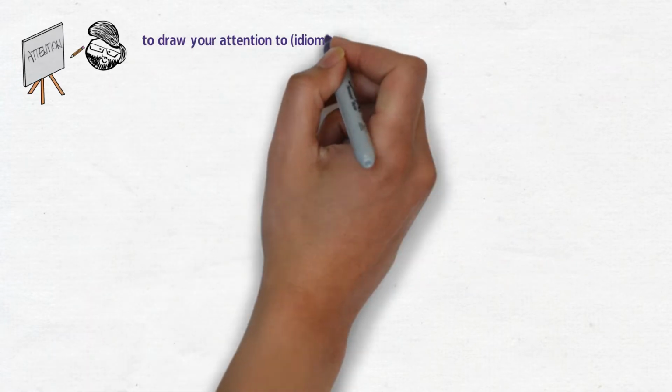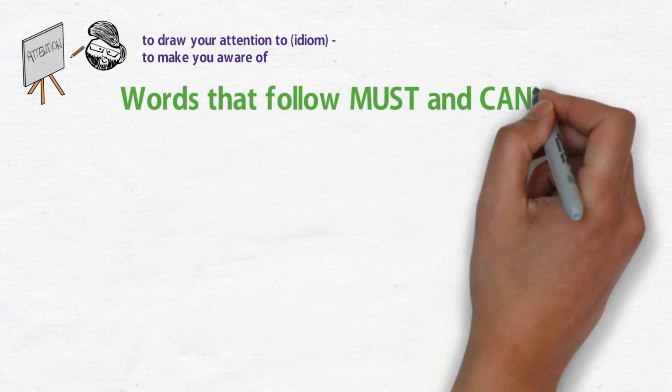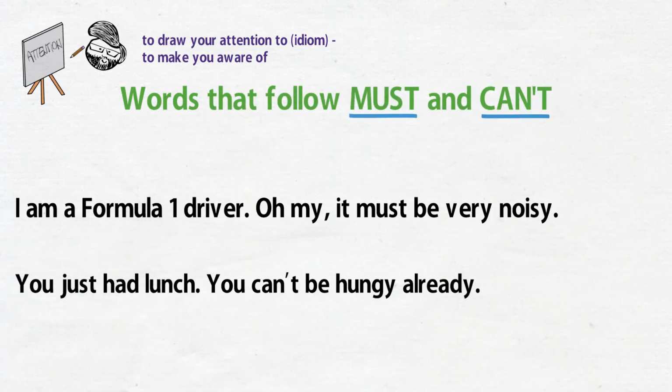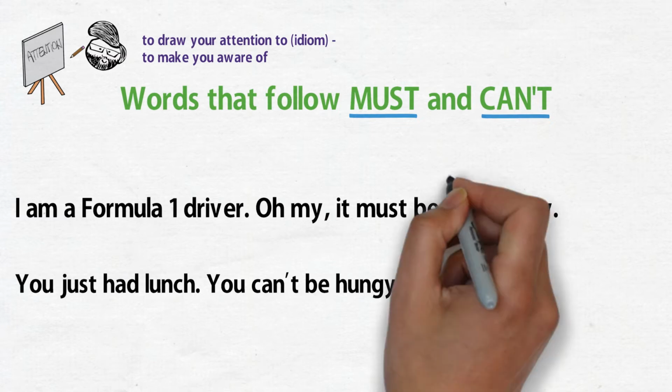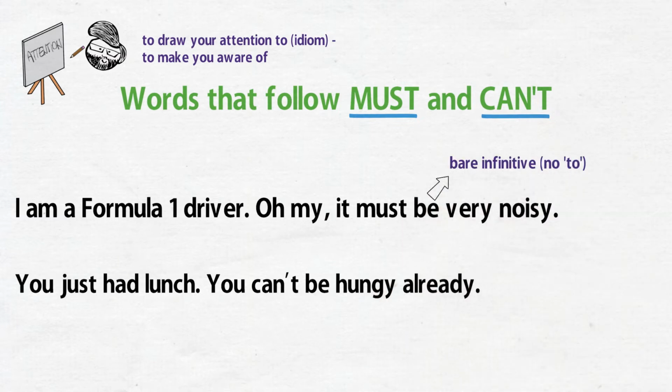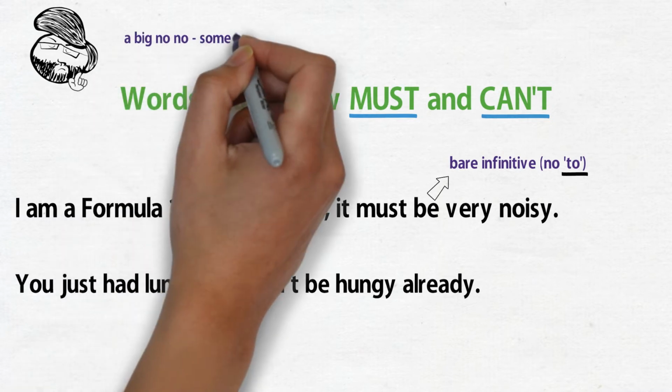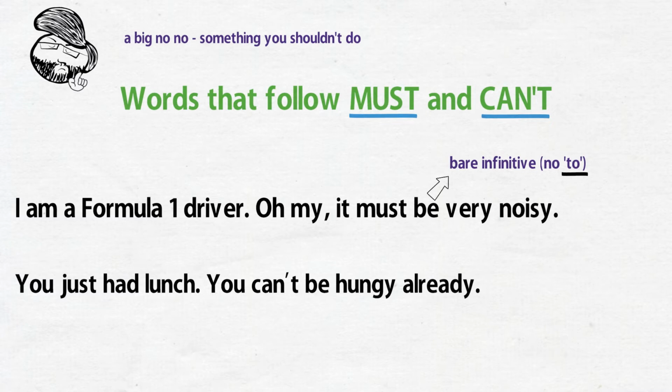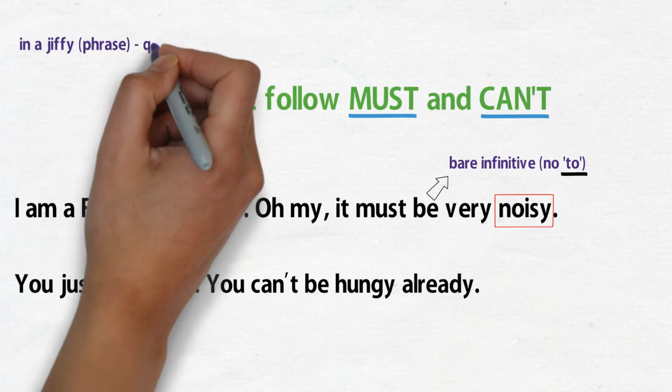And now, I would like to draw your attention to the words that follow must and can't. In the first example, we have the verb to be, but in its bare infinitive form. That means that it's so basic that it doesn't have the marker to in front of it. Also, try remembering the whole phrase as is, because saying something like "it must to be very noisy" is a big no-no. A lot of students tend to make that mistake. But you're better than that. I believe in you. Also, after the verb to be, we have an adjective. You will see why that's important in a jiffy.